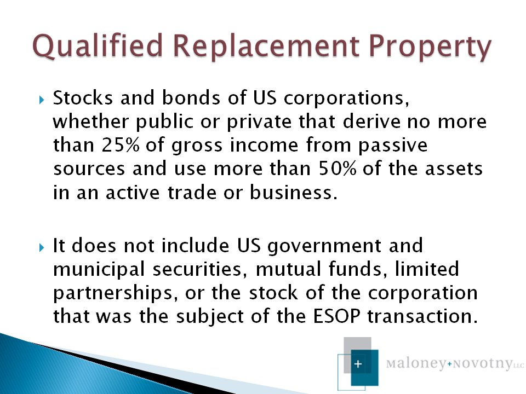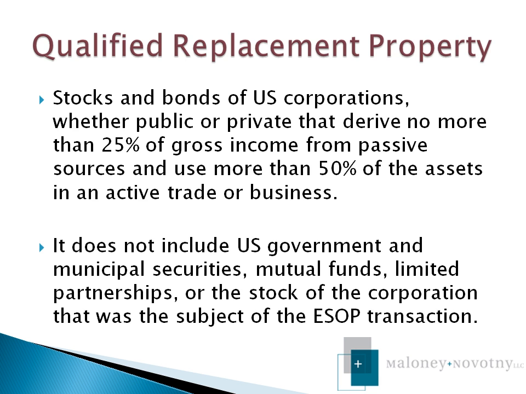A qualified replacement property is any stocks and bonds of a U.S. corporation, whether public or private, that doesn't have more than 25% of its gross income from passive sources and has more than 50% of its assets in an active trade or business. Unfortunately, it doesn't include U.S. government bonds, muni bonds, mutual funds, limited partnerships, or stock in a corporation that was subject to an ESOP transaction.